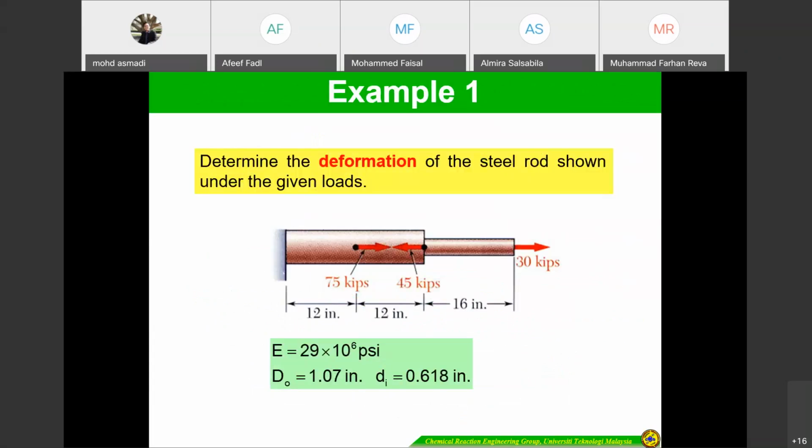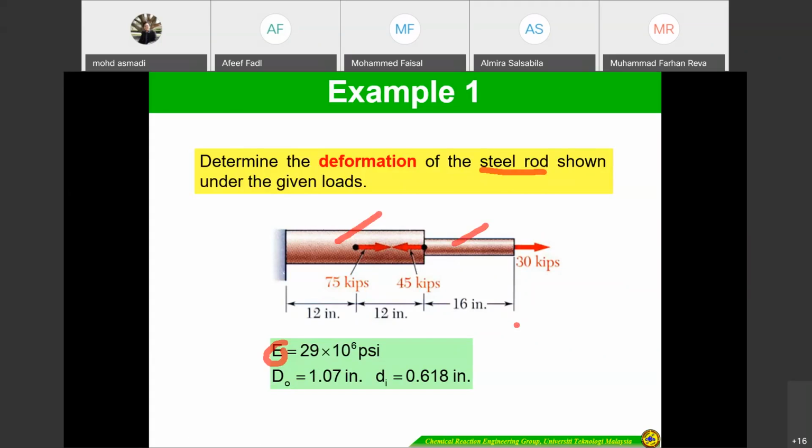So if you look at here, determine the deformation of the steel rod shown under the given loading. They have different loading as well as different cross-sectional area, and the modulus of Young is given for the material. So the material is the same, steel rod for both sections. What you have to do is draw a free body diagram. This is important, and you have to use the method of section to determine the deformation for the steel rod.